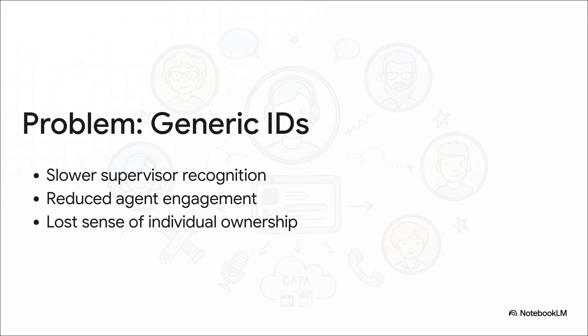So, what's the bottom line here? Well, for starters, generic IDs just slow things down. Supervisors take that extra beat to figure out who's who, and that eats into valuable time. And for the agents themselves, it can feel really impersonal. But when an agent sees their own avatar up there, it creates this sense of ownership. It sends a message loud and clear: you're a unique member of this team, not just another number in the system.